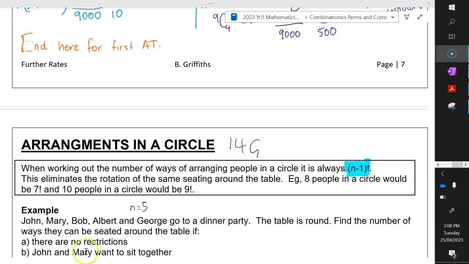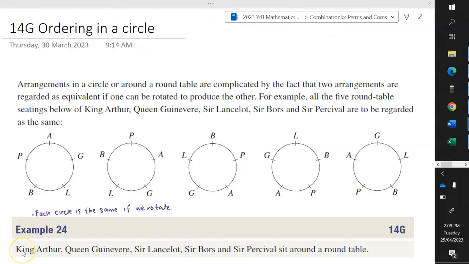So let's have a look at a couple of diagrams before we look at the notes below. So I've moved over into the OneNote where I've popped some stuff from the textbook, and I've got 5 circles below. I'm just going to read the notes above it and we'll talk about what's happening in those circles. Arrangements in a circle or around a round table are complicated by the fact that two arrangements are regarded as equivalent if one can be rotated to produce the other.